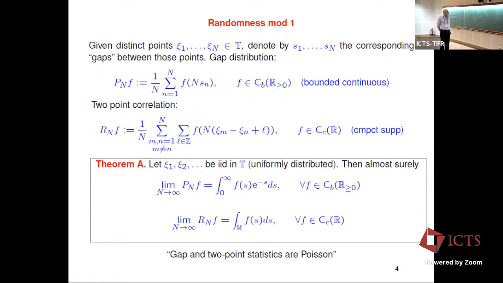So there are two statistics here that I want to discuss with you. First of all, the first is the gap distribution. So we have this infinite ordered sequence. We just look at the first n terms mod 1, ordered, that's important. And then we look at the gaps between consecutive terms. And let's label them S1 up to Sn.